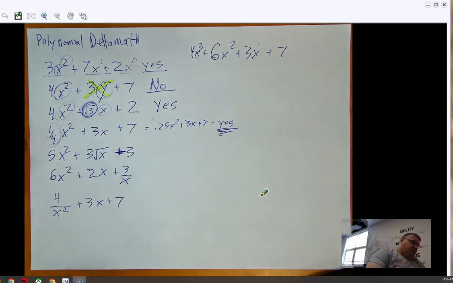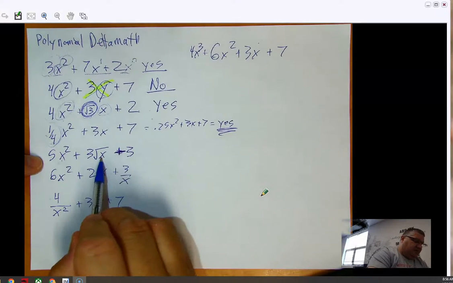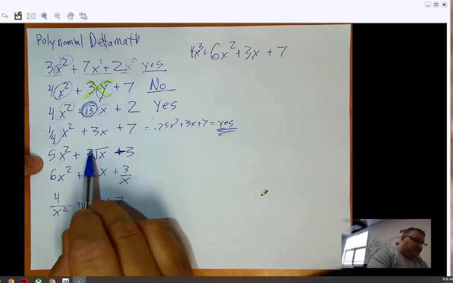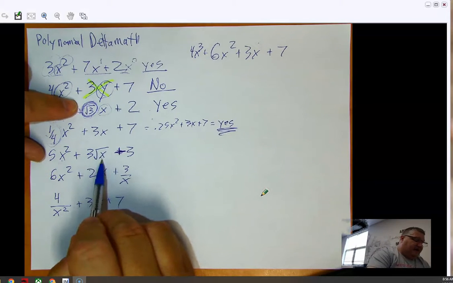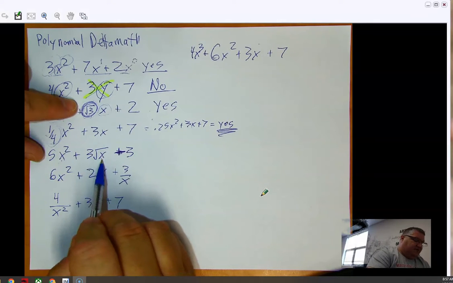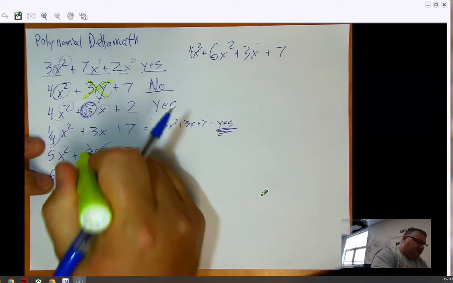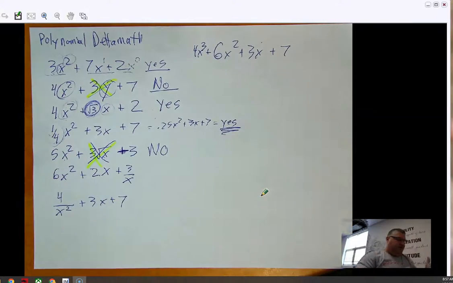Good to go. Now, down here, x squared, what? In this case, we have a square root again, but instead of the square root being on a number that a calculator can handle, it's on an x, which means no bueno. We cannot have a square root on an x. So this is a failure. And we have no, not a polynomial.